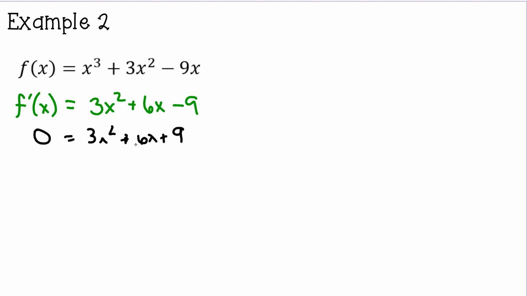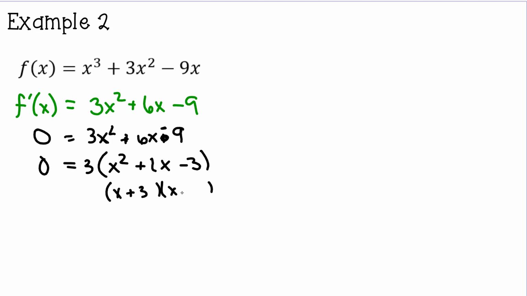So the first thing I'm going to do is factor out a 3, so it should be minus 9. So I have 0 equals 3 times x squared plus 2x minus 3. And then I'm going to factor this section, which will be x plus 3, x minus 1. And then I set each factor equal to 0. 3 will never equal 0, so this really doesn't count as a factor. So x will equal negative 3, and x will equal 1.